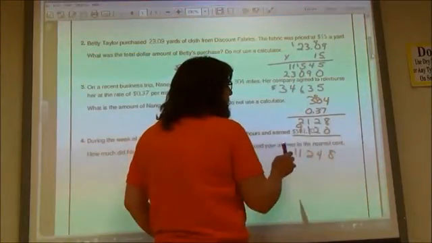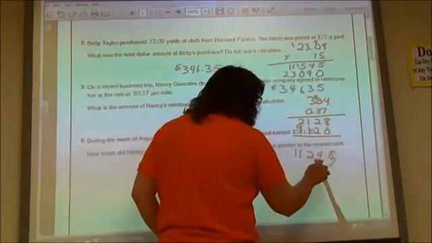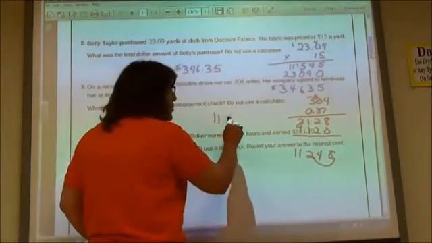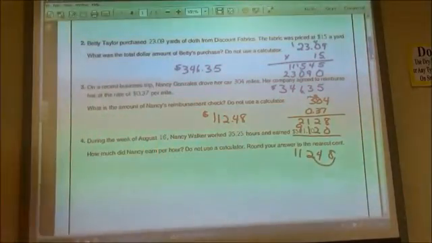No places from the end on the top number, but 2 places from the end on the bottom number, so 0 plus 2 is 2. So I have $112.48 for the amount of my reimbursement check.